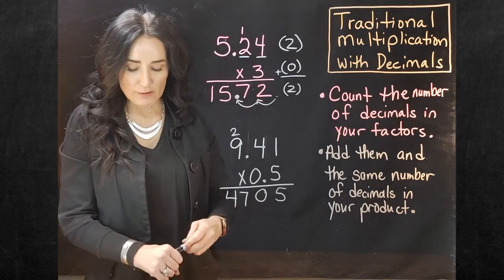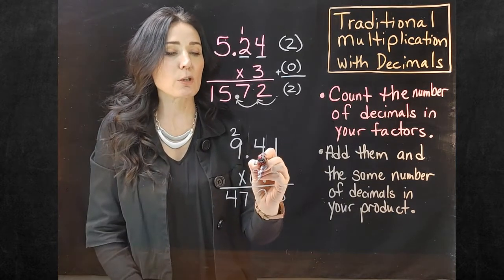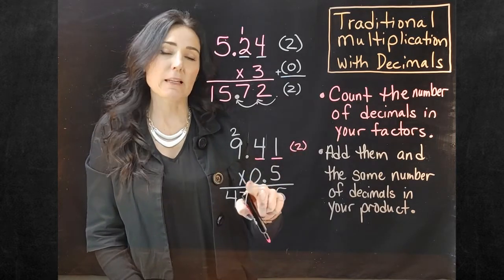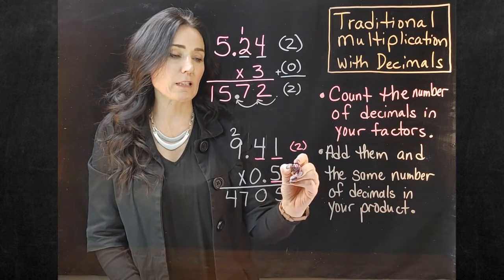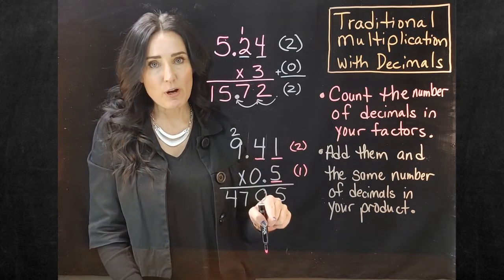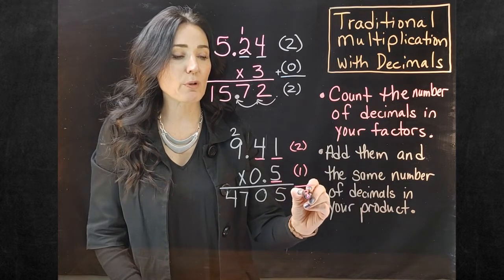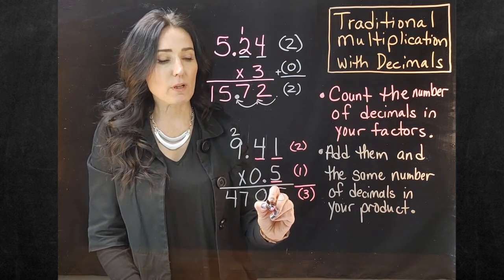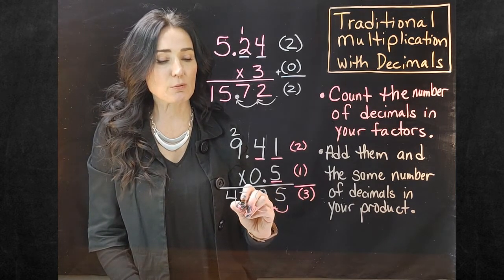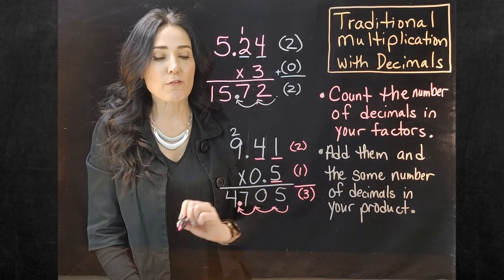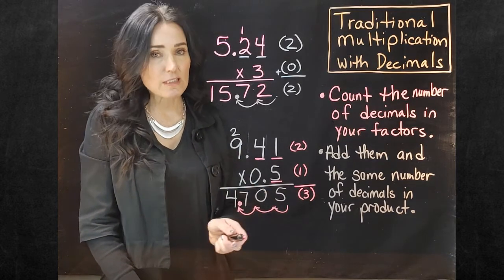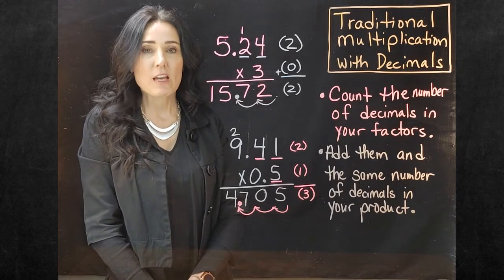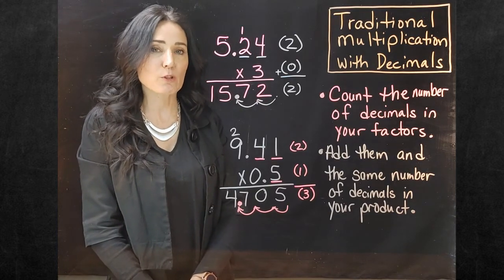Now this one's a little bit different because on this one we actually have 2 decimal places in the top factor, so we're going to put a 2 there. And in the second factor we have 1 decimal place. So on this particular problem we're actually going to have a total of 3 decimal places in our final answer. So you can simply count over 1 decimal place, 2 decimal places, 3 decimal places. So we are going to put our final decimal there. So this answer would read 4 and 705 thousandths. So this is how you incorporate decimals in your multiplication problems.